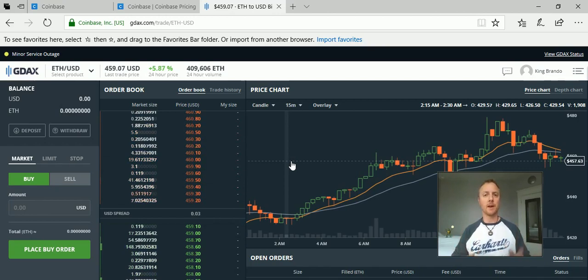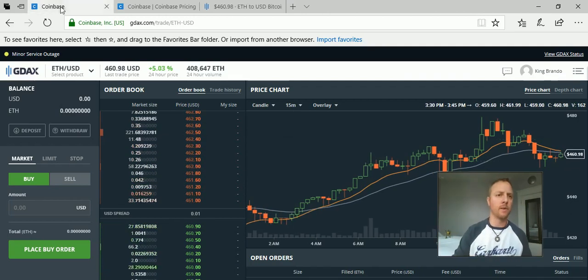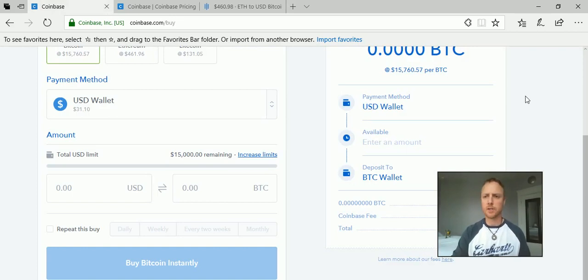But before you actually are able to sign into Gdax, you have to have a Coinbase account. Now, there is a link down below, so go ahead and head over to Coinbase real quick so I can show you what fees you can avoid by using Gdax.